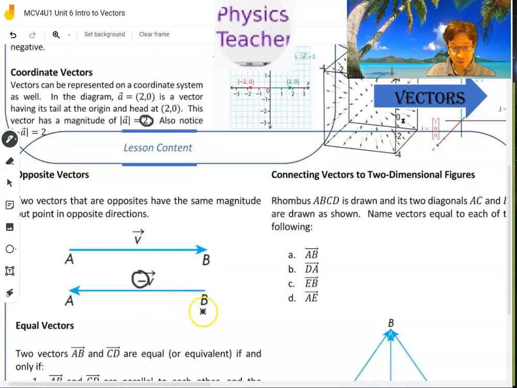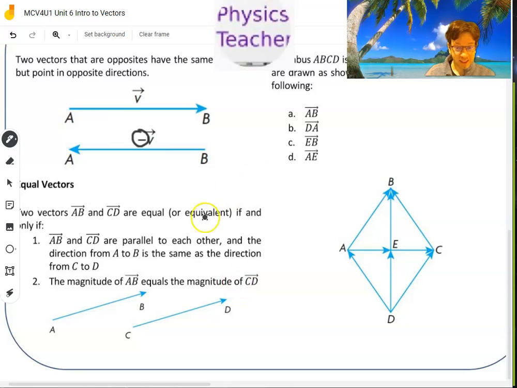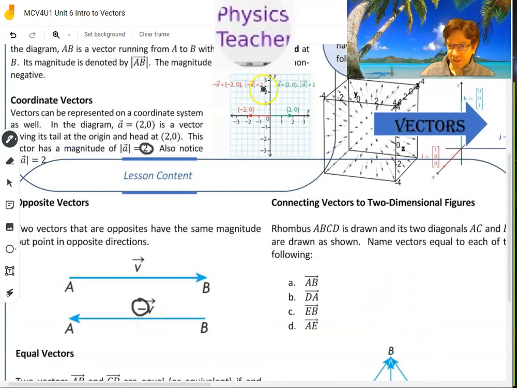For any two vectors to be equal, you would need to have the same length and the same direction. They don't have to be in the same location on a coordinate grid. And if I went back up to this coordinate grid, I can draw one vector from the origin going like this, and another vector somewhere else going in the same direction with the same length. I've just translated the vector. I haven't changed its magnitude. I haven't changed its direction. So it's the same vector. They're equal vectors.